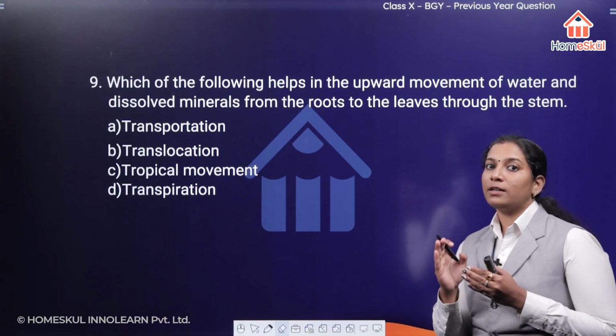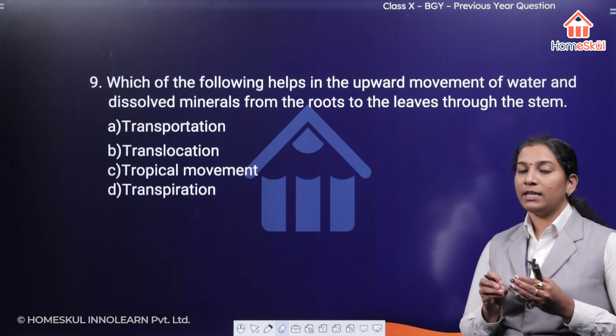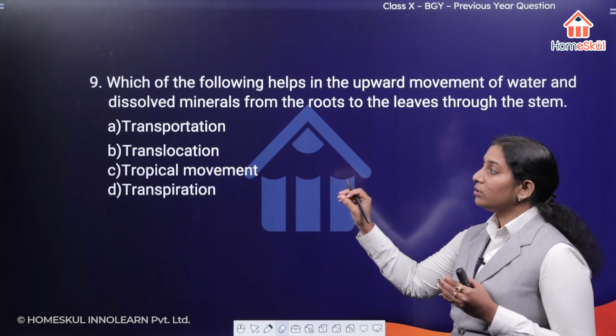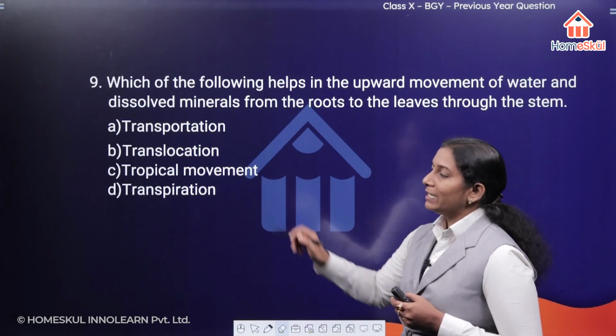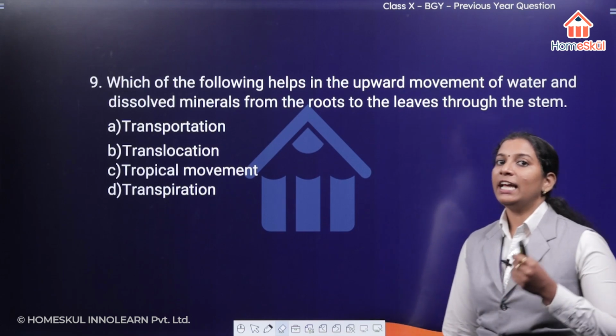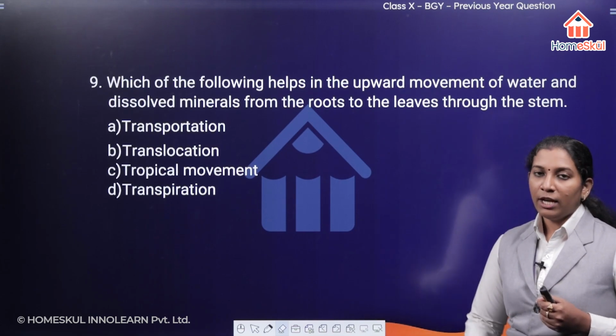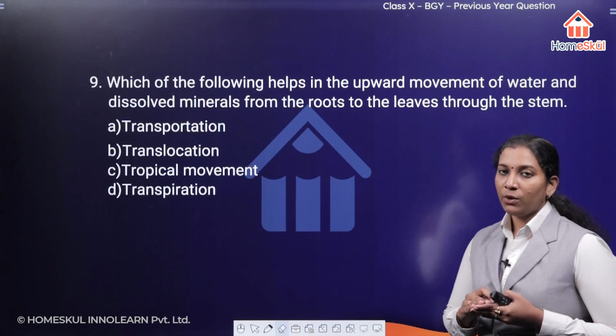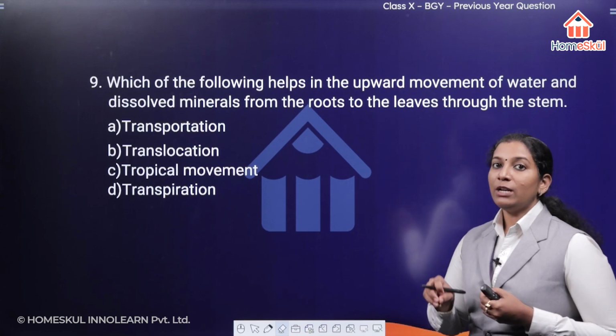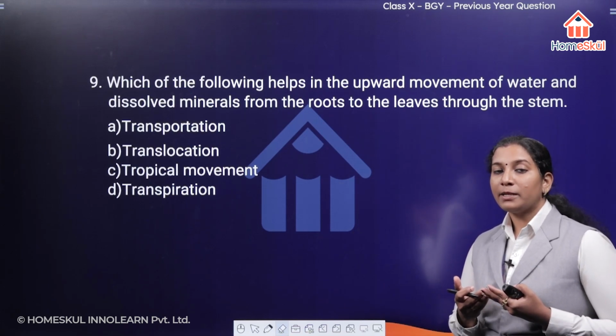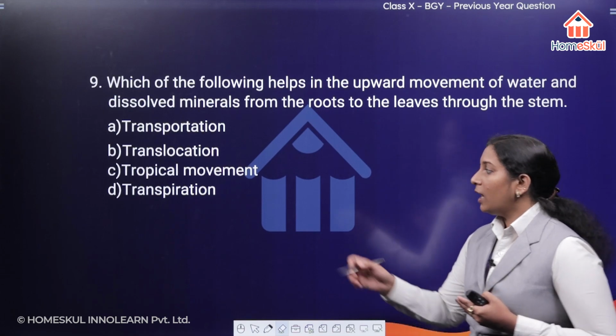And tropical movement means the plant movements. The plants will show certain movements according to stimuli. So that is tropism or tropical movements. And the last one is transpiration, which is the evaporative loss of water from the surfaces of the leaves. So through transpirational water loss, what happens inside the plant? The plant will lose its water content.